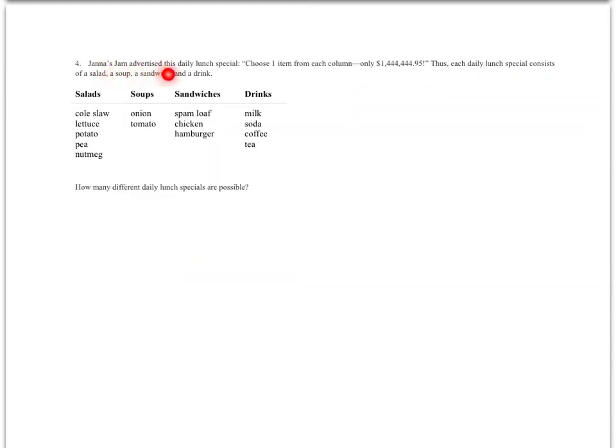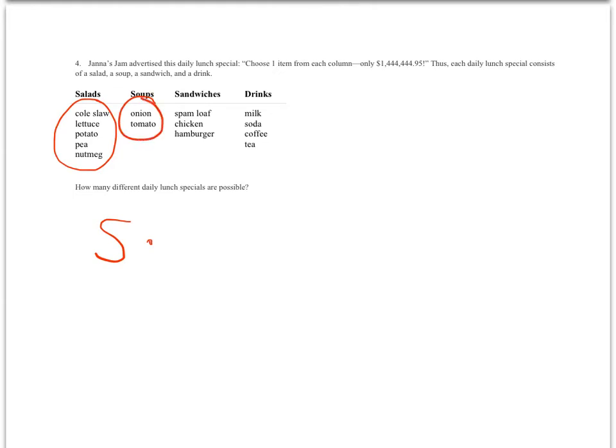Jana's Jam advertised this daily lunch special. Choose one item from each column for only $1,444,444.95! Thus, each daily lunch special consists of soup, a salad, a sandwich, and a drink. And then the question: how many different daily lunch specials are there? This is real simple if you know how to do it. We have 5 combinations for salads.